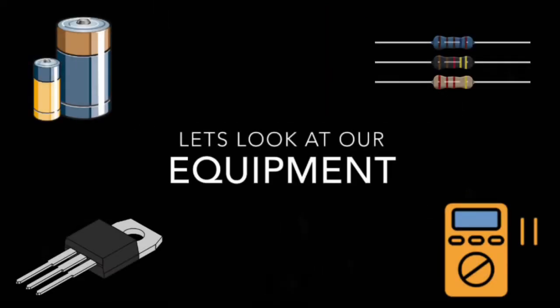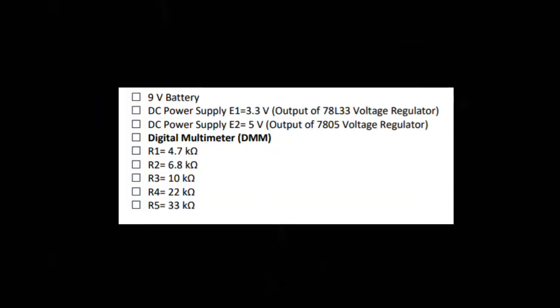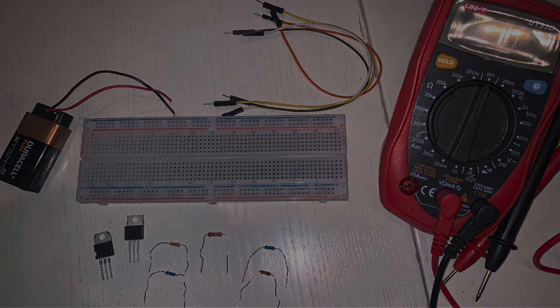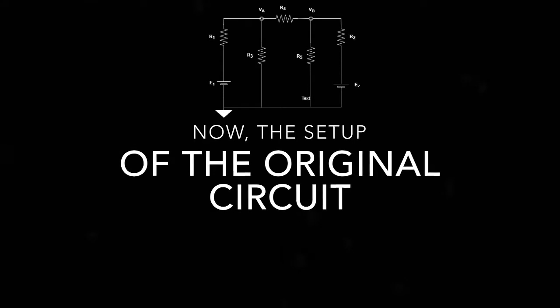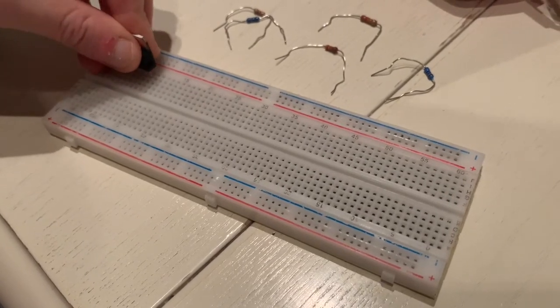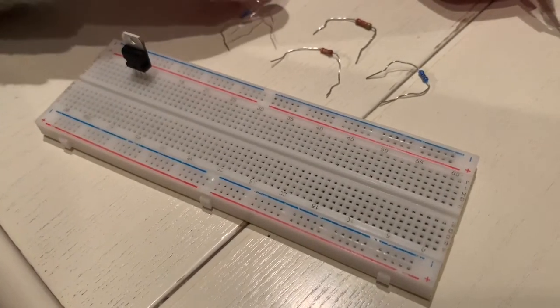First, let's look at the equipment used. We need 5 resistors, 2 voltage regulators, 9-volt battery, and a multimeter. Now it's time to build the circuit. The 3.3 voltage regulator is connected to the breadboard.